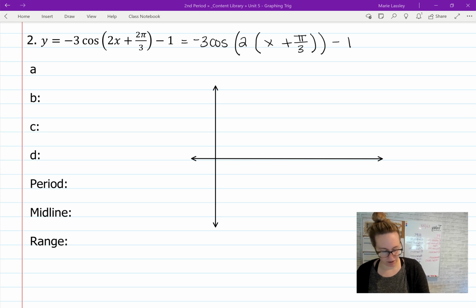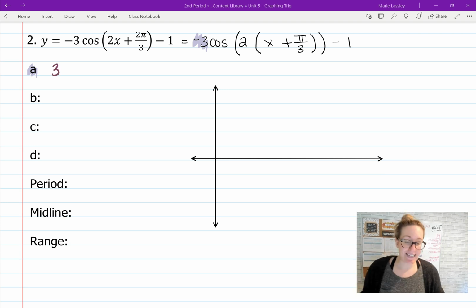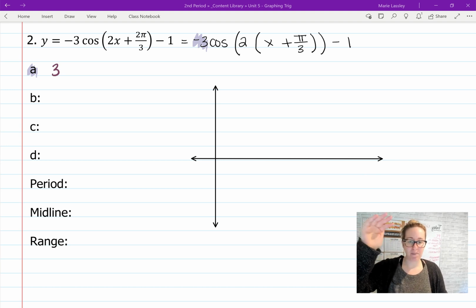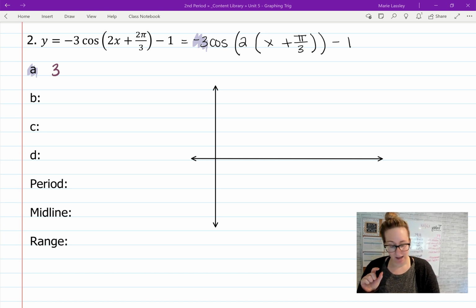So our a value is going to be 3. Now it is -3. That doesn't affect my amplitude. I'm still going to go up 3 from the midline and down 3 from the midline, but the negative does change if I start my graph going up or going down. The negative means we reflect it upside down. We'll deal with that at the end.